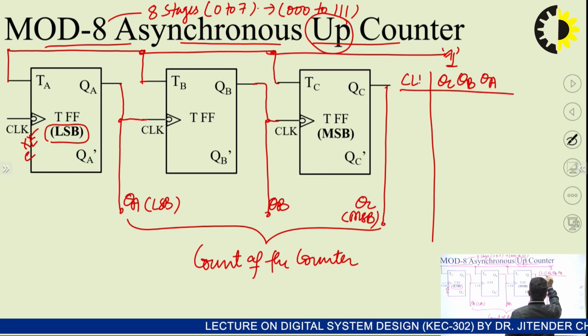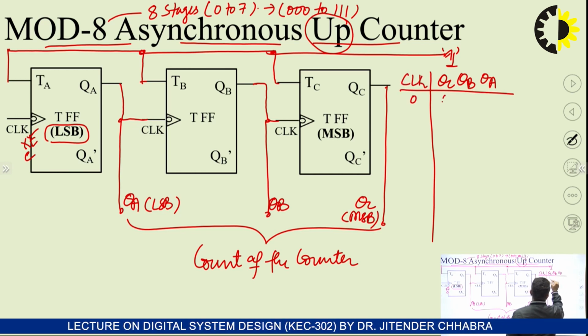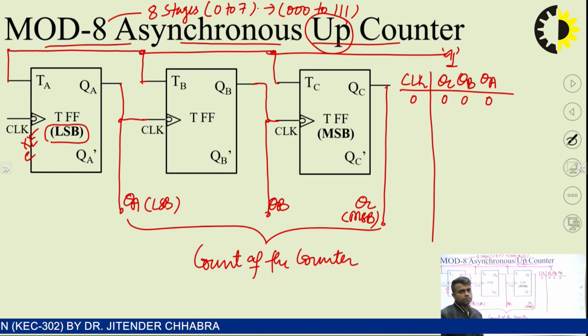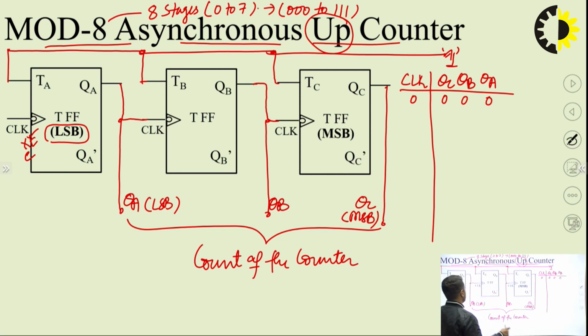So initially, when no clock pulse is applied, the output of all flip-flops is 0. Okay. Now I am going to provide the clock pulses. If I provide the first clock pulse here, it is being applied at the clock input of A flip-flop. It is very much clear to me that the T flip-flop which gets the clock will toggle its output. So I am providing the clock manually to A, and it will definitely toggle the output from 0 to 1.